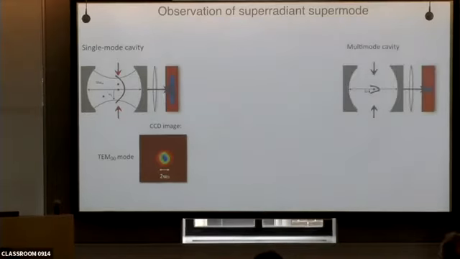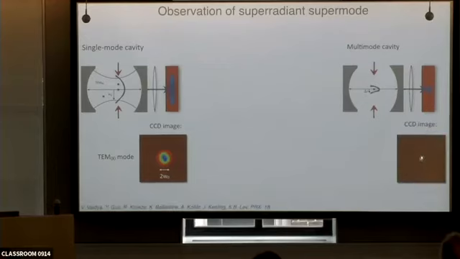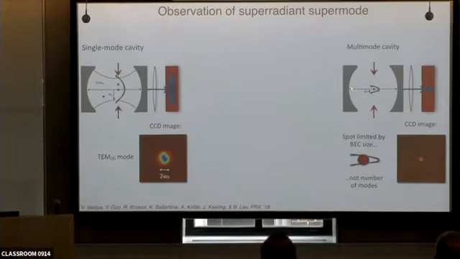However, with the multi-mode cavity, if you do the same thing, then you get a tight little spot there. And what's really interesting is that this spot size, you can calculate, do the optics. It's limited not by the available superposition of the modes, but simply by the size of the BEC that we're able to tweezer in the middle. This radius here is exactly the Thomas-Fermi radius of that Bose-Einstein condensate. So this is much smaller than this, so we know that we're making the superradiant supermode.